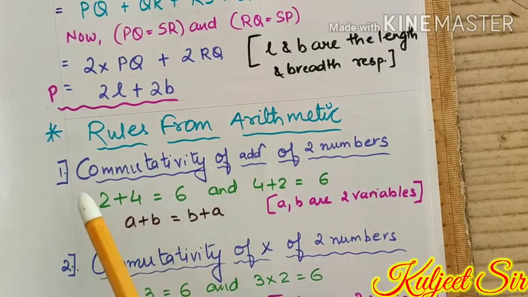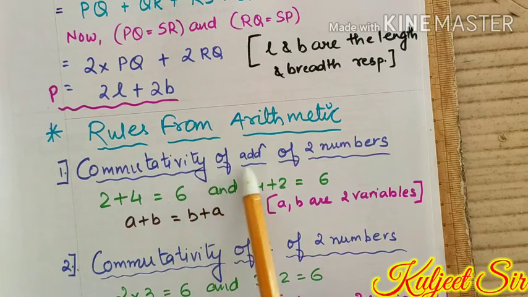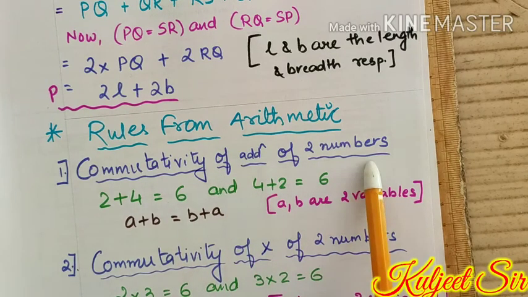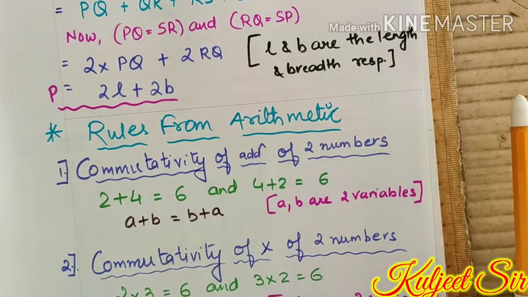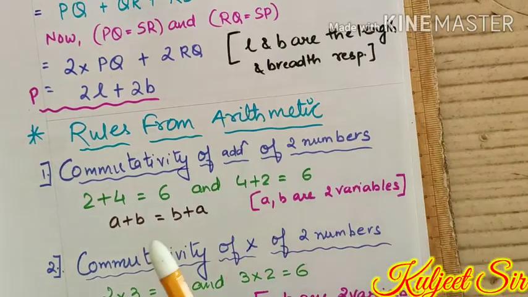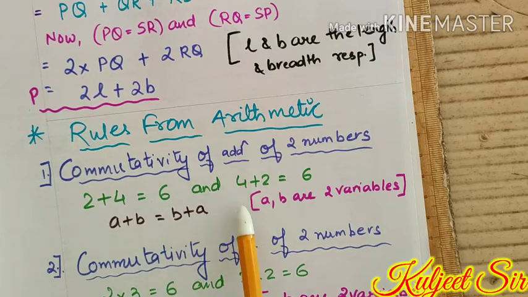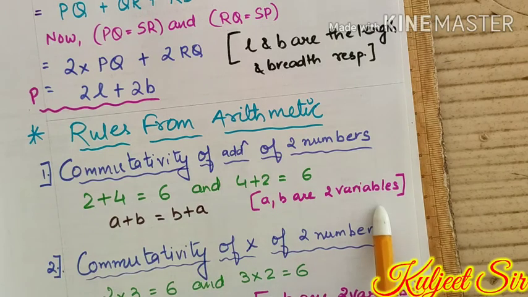The first one, commutativity of addition of 2 numbers. A very simple rule that you will need to understand and follow, but with variables this time. 2 plus 4, as you all know, is 6, and if you take the other way, 4 plus 2, that is also 6. So the rule is that A plus B is going to be the same as B plus A, and A and B are the 2 variables.